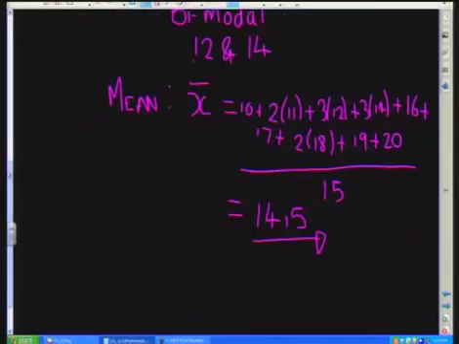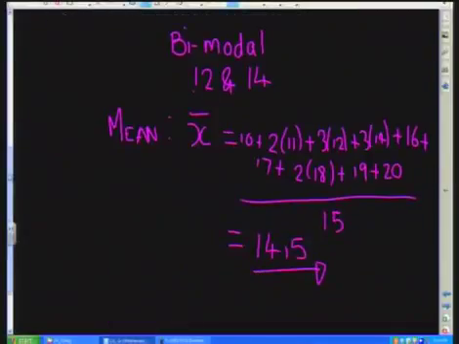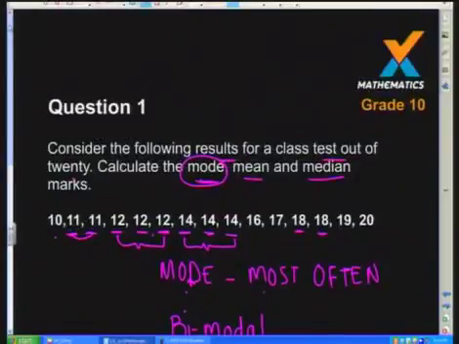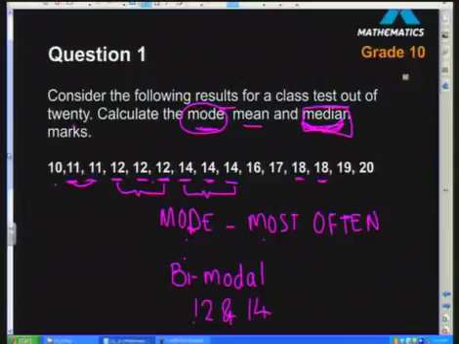Next I ask you to work out the median. Now remember, the median is the middlemost value. It divides your data into 2 equal halves. So what sits right in the middle? In this case, because we're dealing with 15 numbers, there will be an exact midpoint.